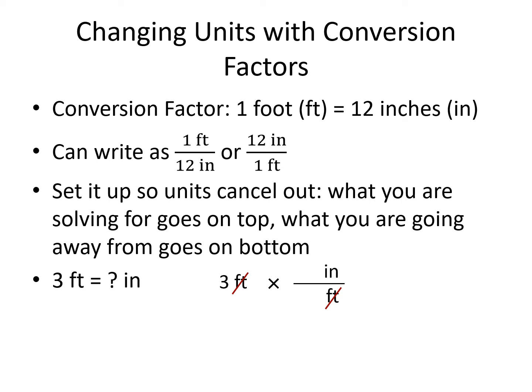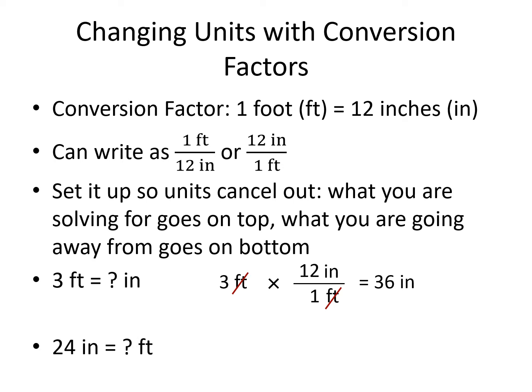Typically, I will write the units in my conversion factor first, then I will fill in the numbers that go with them. In this case, 1 goes with feet and 12 goes with inches, based on our equality. By setting it up such that my units cancel out, and by filling in my numbers from my equality properly, I know that I need to multiply my original number of 3 by 12, and I come out with 36 inches. I can also convert in the other direction, from inches to feet.